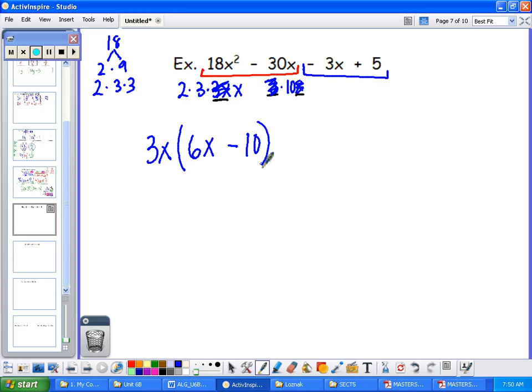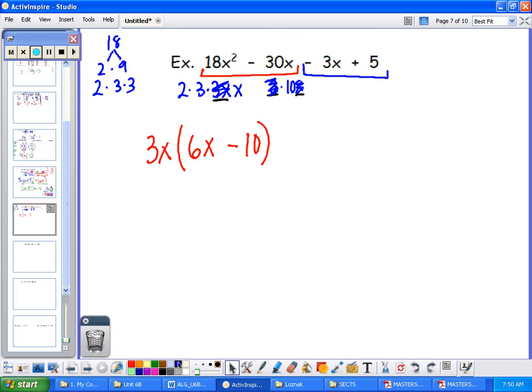Alright, so let's look at the second group. And it looks like that should have been in red. So just to make things a little better, I'm going to change that to red because that's my first group. And I'm going to change that. No, I'm not. We'll leave it there.